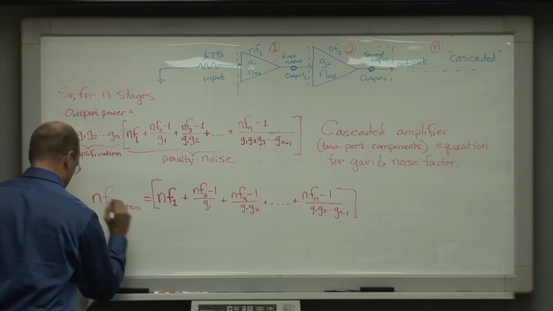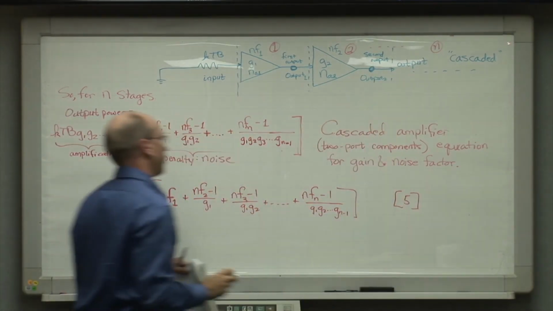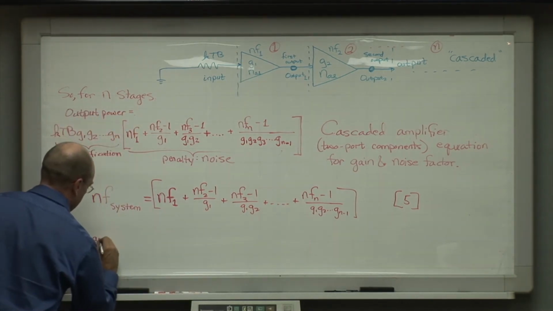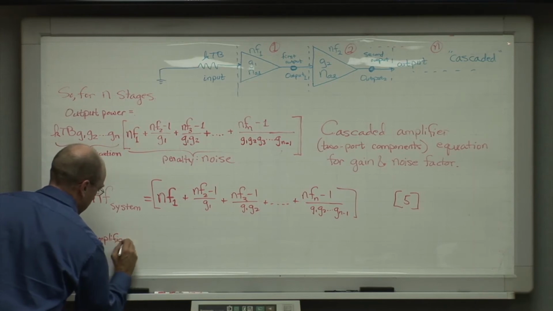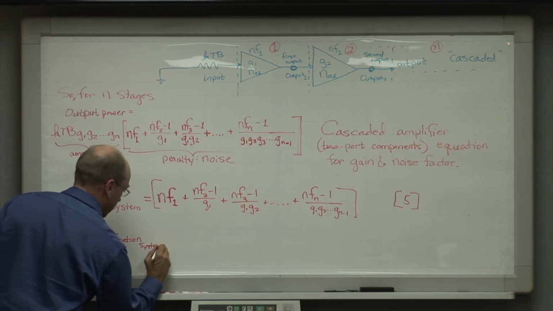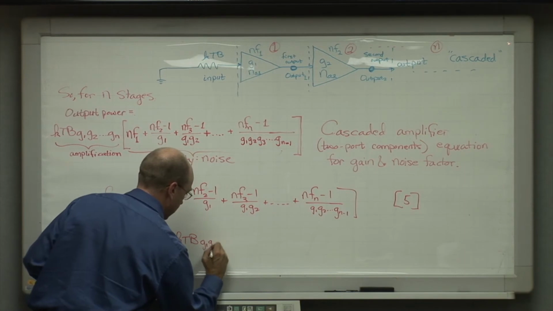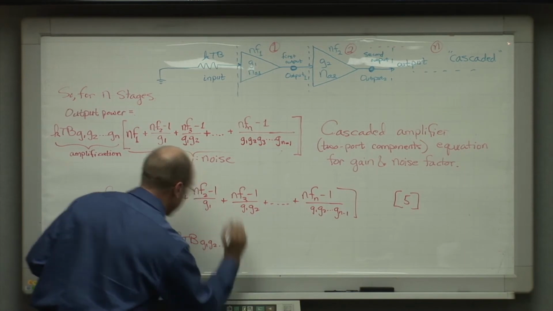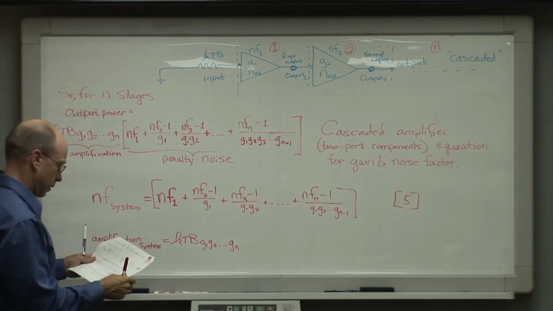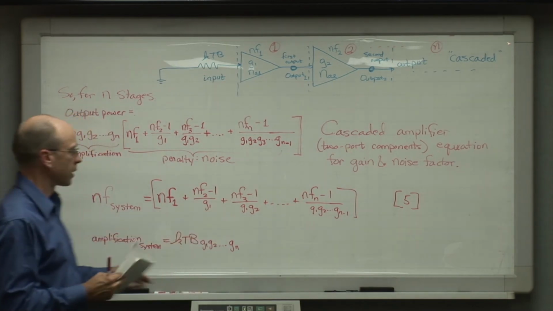That's an important one. That's equation number 5. And incidentally, the amplification, which for our purposes is not all that important, the amplification for the system is equal to KTB G1, G2, etc., up to G sub n. So this is the important equation that I actually wanted to get to.